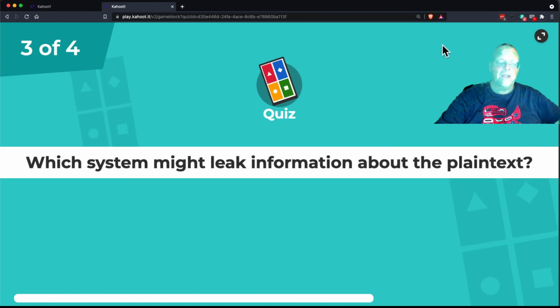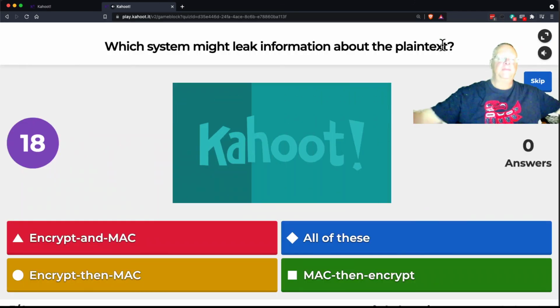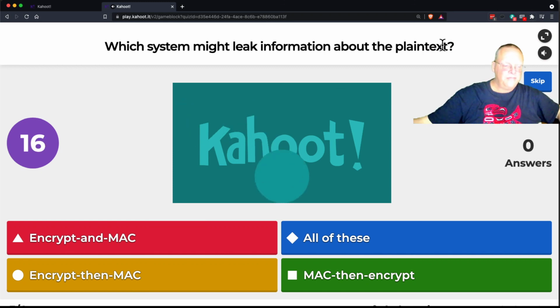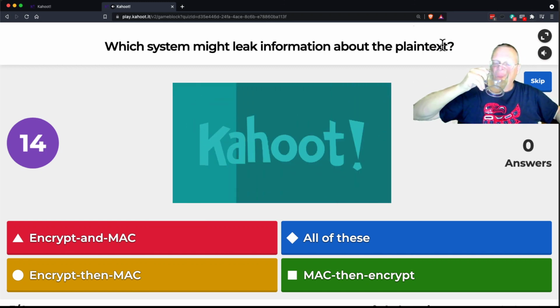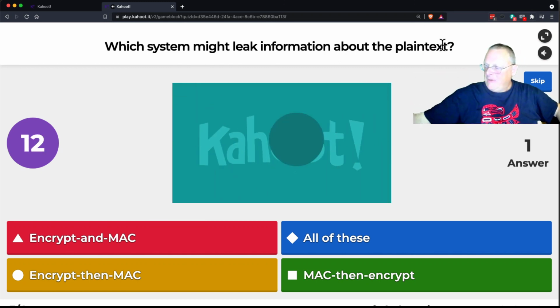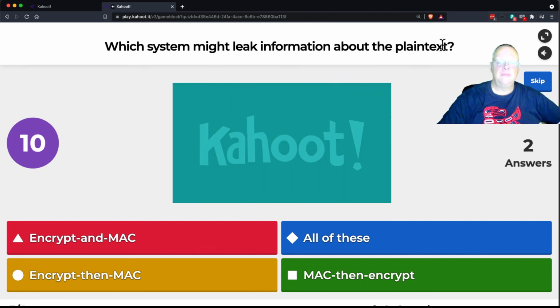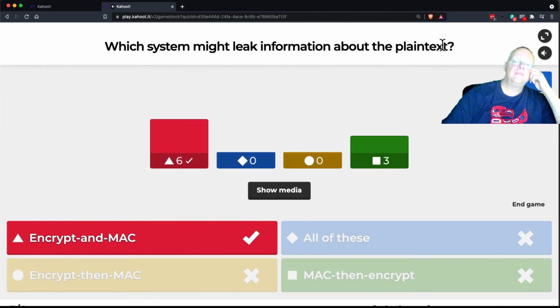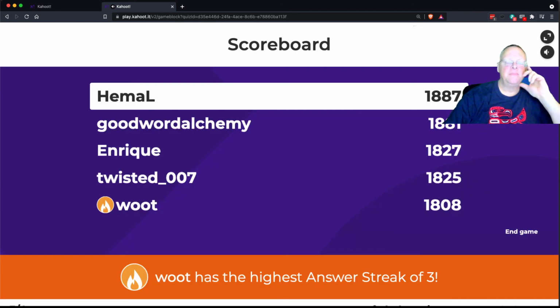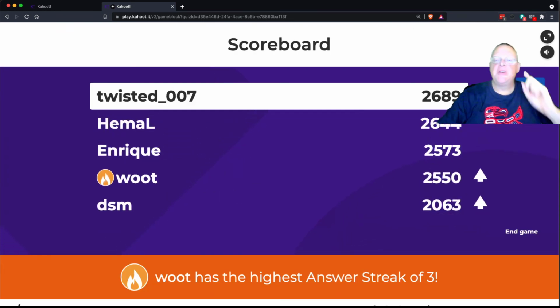Which one might leak information about the plain text? Encrypt and Mac. Good. The Mac might in principle leak information.